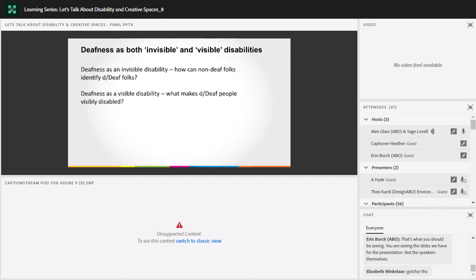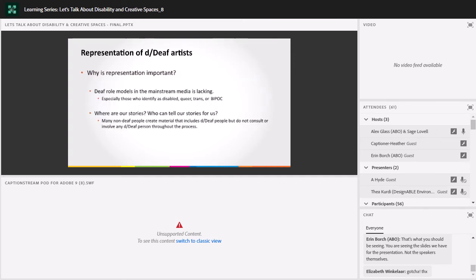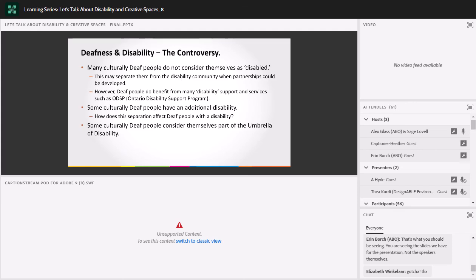Some deaf people don't use sign language. Some deaf people may be able to speak quite well. So they may pass as someone who can hear, but they still require accommodations even with their disabilities.